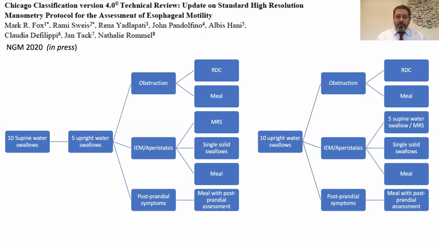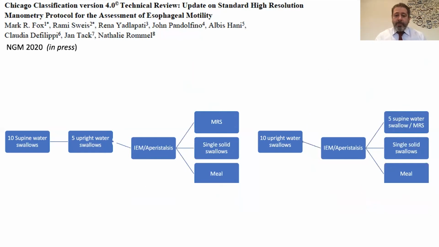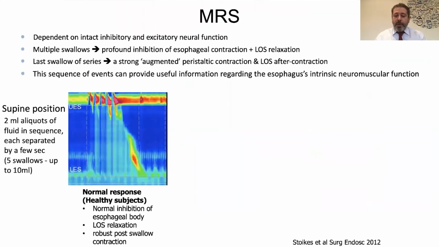In today's talk, what I'm going to be discussing is IEM and aperistalsis. So I will discuss MRS, which is multiple rapid swallows, single solid swallows, and a meal. Multiple rapid swallows has been shown by Prakash Gawali and the St. Louis group, as well as other groups around the world, to be very useful in identifying what we now know as peristaltic reserve. When you give small volumes of water in sequence, there is profound deglutitive inhibition throughout the esophageal body and lower esophageal sphincter, followed by an augmented peristalsis thereafter.